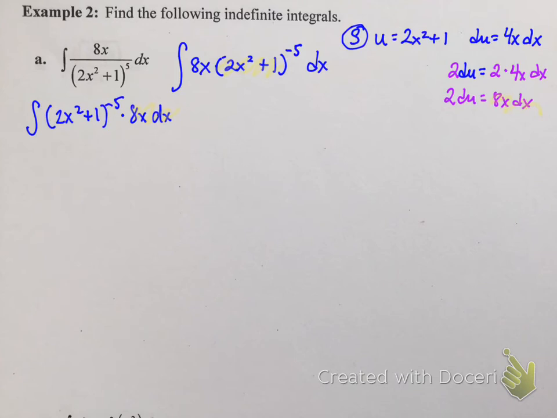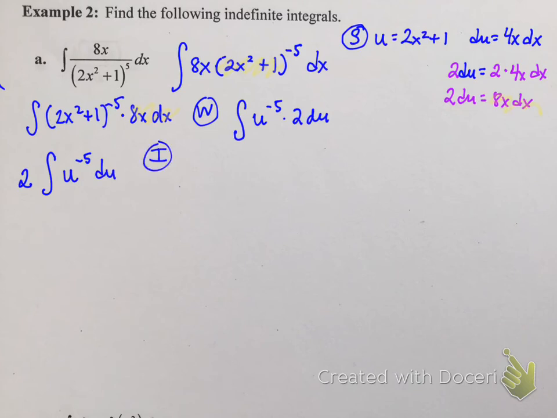So what I'm going to do is rewrite this as the integration of u to the negative fifth power times 2 du. Okay? So once again, I'm going to take the 2 and place it outside the integration sign. And I have u to the negative fifth du. Okay? Now it's time to integrate it. So this becomes 2 times u to the negative fifth.